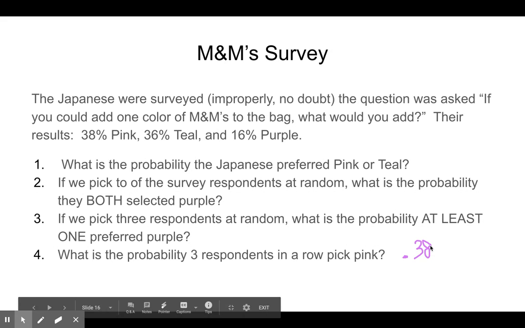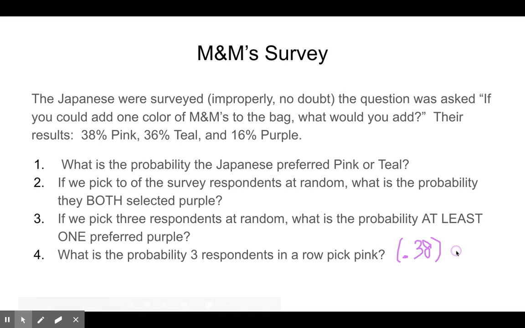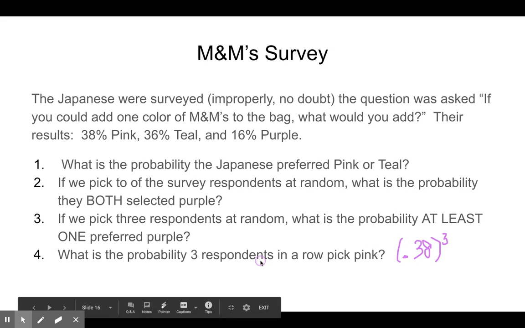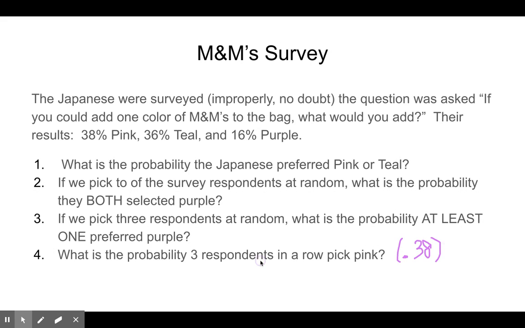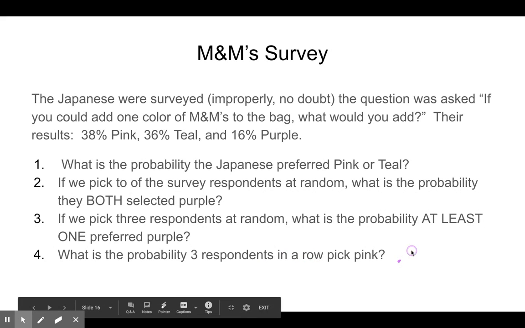Okay, so 3 pinks. Well, this is easy. I don't have to worry about all that combination stuff because they're just all pink. It doesn't matter the order necessarily or anything like that. I'm just going to go 0.38 times 0.38 times 0.38. It's the multiplication rule. They are all happening at the same time. So if you go 0.38 cubed, you'll get 0.0549. So 0.055 basically. And that's good enough, okay?